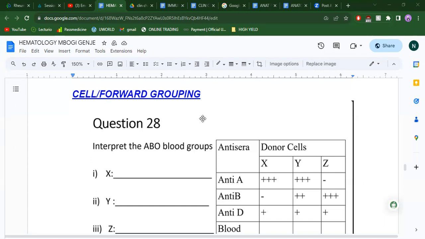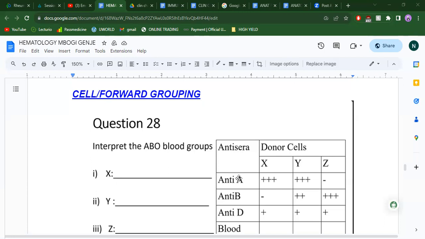For cell grouping, remember we use the serum to determine the antigen on the RBC. So we're using the serum. Remember, serum has antibodies. Cells, which are the RBCs, have antigens. So there are antigens on the surface of the red blood cells, and in the serum we have antibodies.